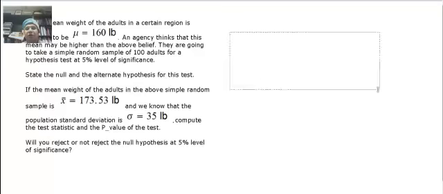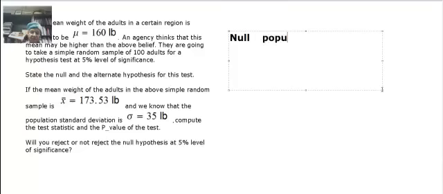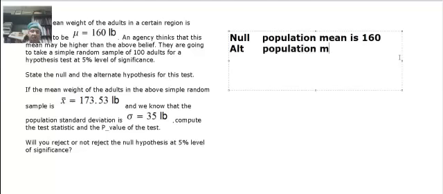So what will the null be here? The null will be that the population mean is still how much? 160, yeah, right. And then what's my alternative? That the population mean now may have become higher than this, right? Am I clear? Okay.